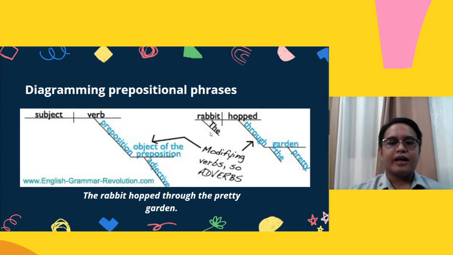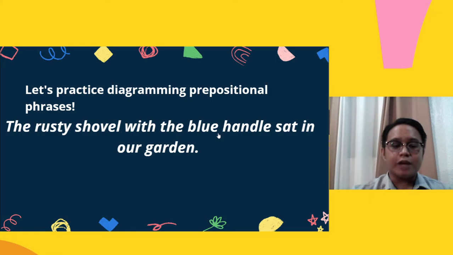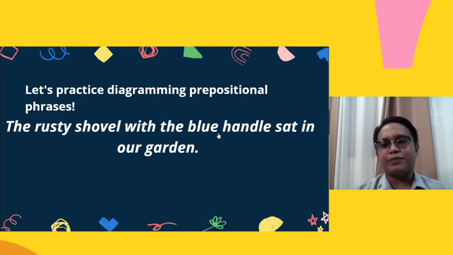Okay? Now let's try to practice. The sentence is, the rusty shovel with the blue handle sat in our garden. Okay? So, try to diagram it. Do the 4 steps in diagramming, and then pause this video, and then play the video if you're ready. Okay? So, you're done. So, we have here, the rusty shovel with the blue handle sat in our garden.